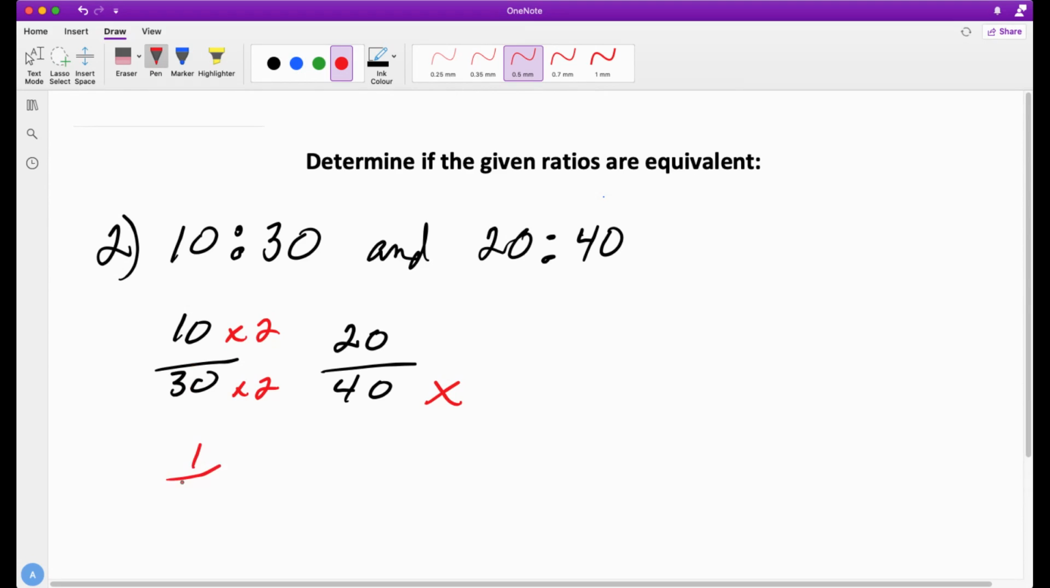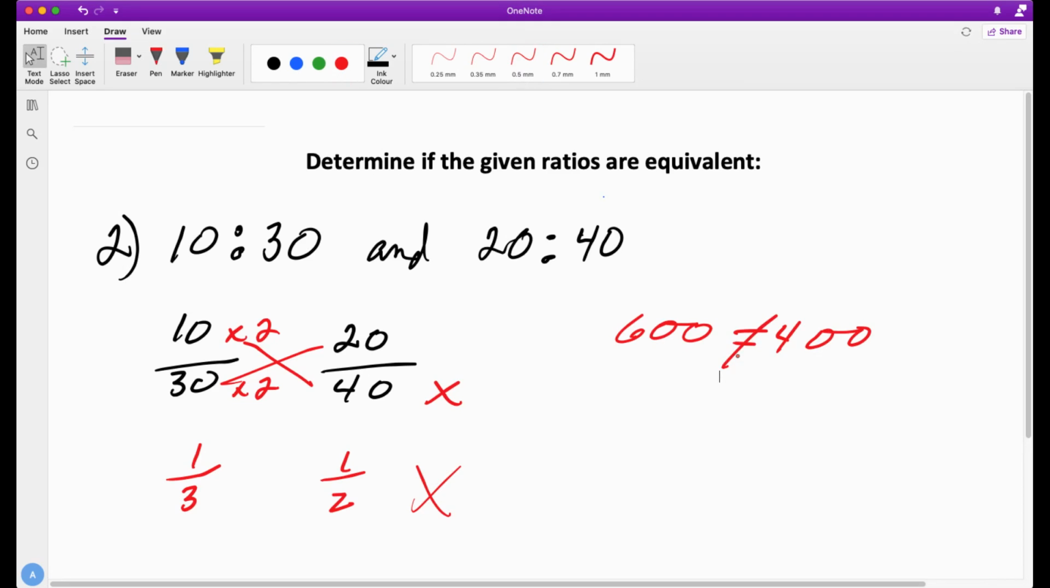10 over 30 reduces to 1 over 3. 20 over 40 reduces to 1/2. They are not the same. If we were to go ahead and cross multiply, 20 times 30 gives me 600, and 10 times 40 gives me 400, and they are not the same. So it shows us that they're not equal. So you can either reduce your fractions, you can cross multiply, or you can figure out what is the common factor to get from one of our fractions to the other.